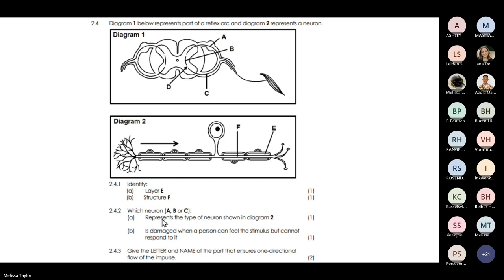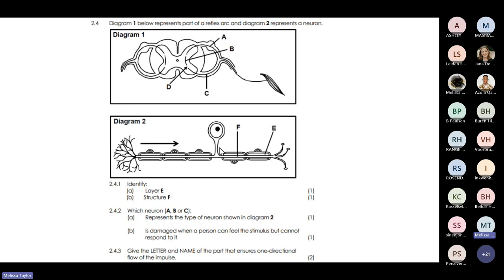Okay. Then, which neuron, they only want you to write the letter, represents the type of neuron shown in diagram two. So this type of neuron, you see, although we have many little dendrites, kind of the beginnings of dendrites here, there's only one entryway into the cell body. Therefore, it is a sensory neuron. And then we've got another question which says, which neuron is damaged? Oh, hold on. Sorry. Reading the wrong question. Which neuron, A, B, or C, represents the type of neuron in diagram two?